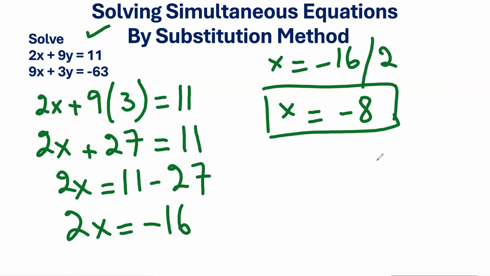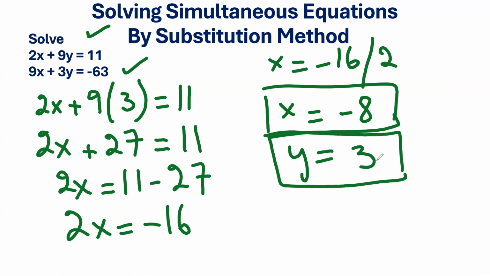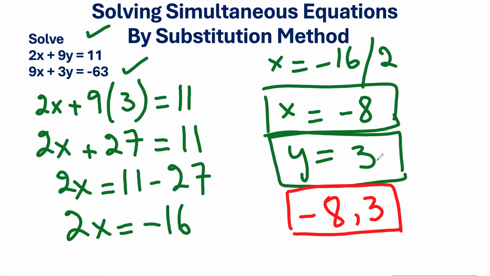And value of y, you are finished with it. y is equal to 3. This is the value of y, and x is equal to minus 8. So what is the solution set? Solution set is, your answer is minus 8, comma 3. This is your answer.